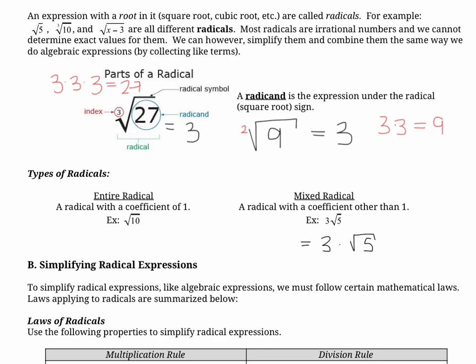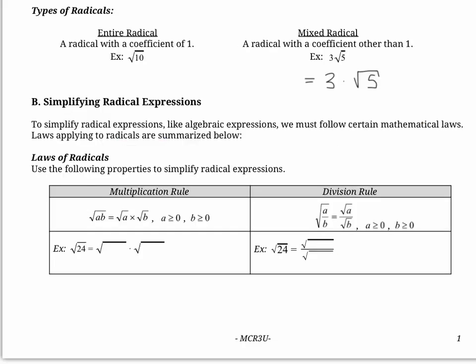So in this lesson, we're going to learn how to simplify radicals. And sometimes radicals are simplified. When they're simplified, they look like this. They look like an entire radical. Or sometimes they look like a combination of a number times a radical, and that's its simplest form. So in order to simplify these guys, we just need to know 2 rules and only 2 rules. So they're laws of radicals. One is the multiplication rule and the other is the division rule.